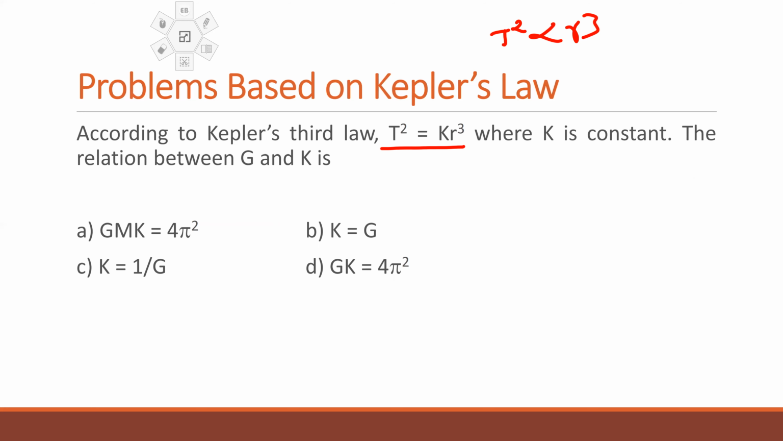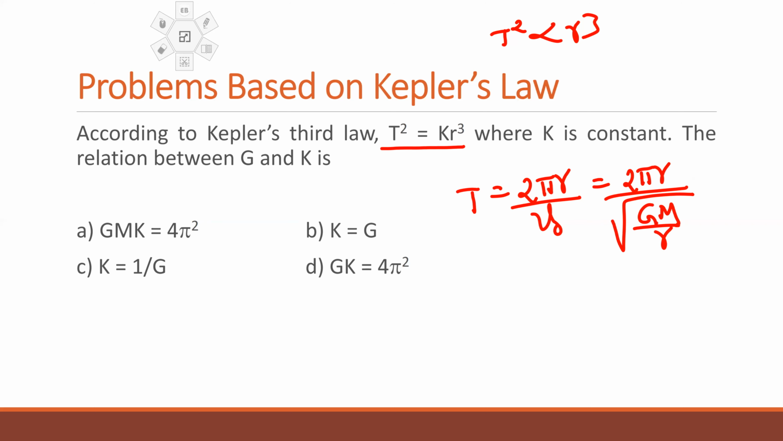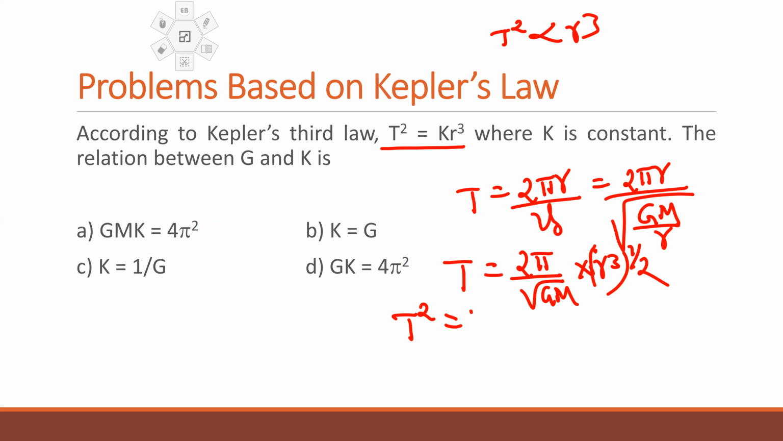T equal to 2 pi r divided by V naught, I told you. Simplify all these factors. This is equal to 2 pi r divided by the square root of GM divided by r. Then modify this equation: T equal to 2 pi square root of r cube divided by GM, that is, r cube raised to 1 by 2. That means square it, then T square equal to 4 pi square divided by GM into r cube.